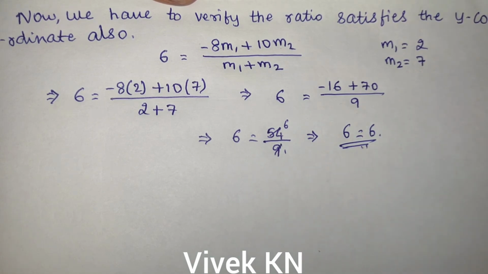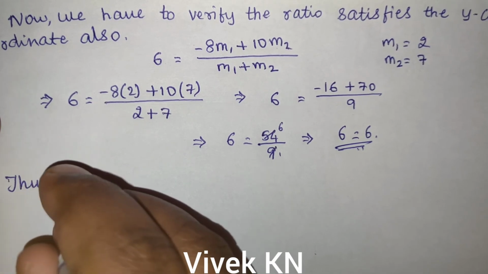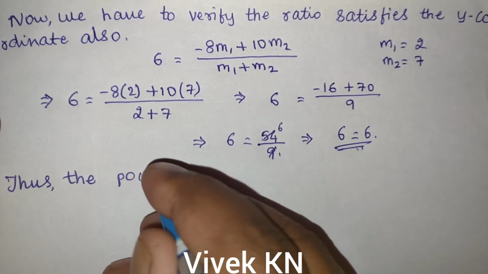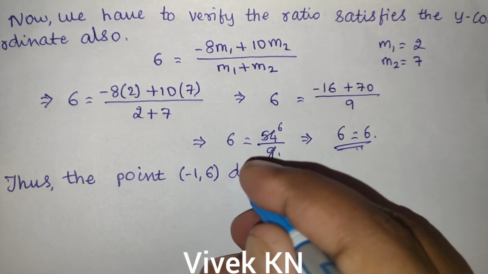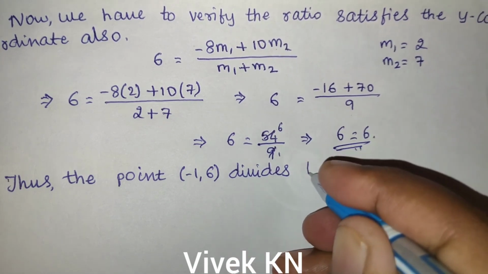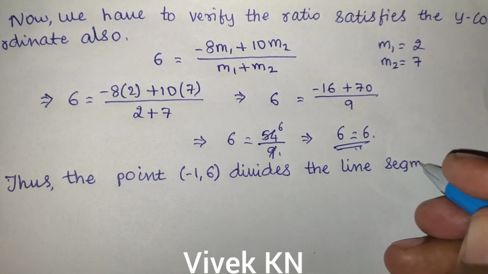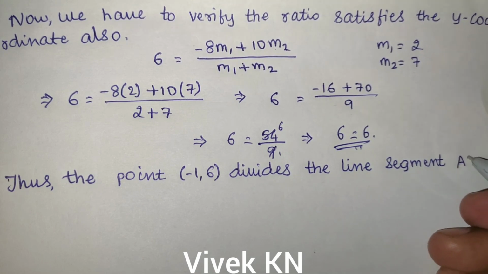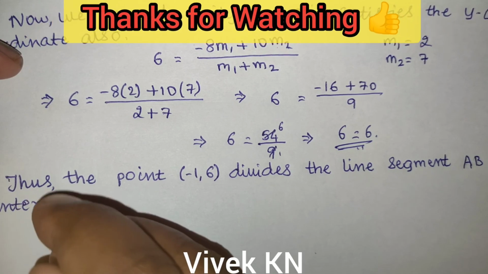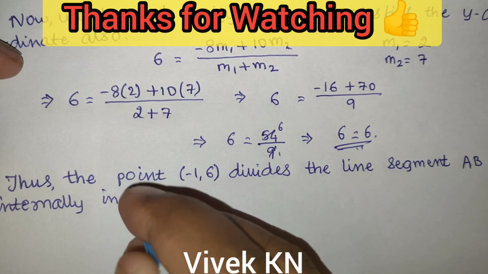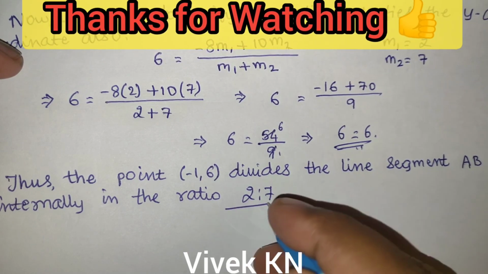Now we have to write the conclusion. Thus the point -1, 6 divides the line segment AB internally in the ratio 2:7. This is the final answer.